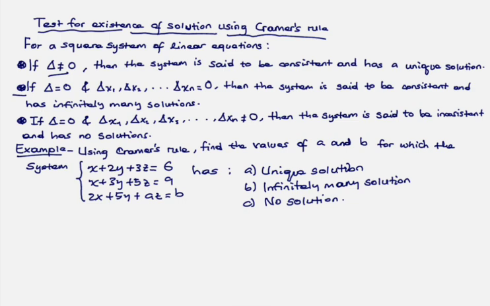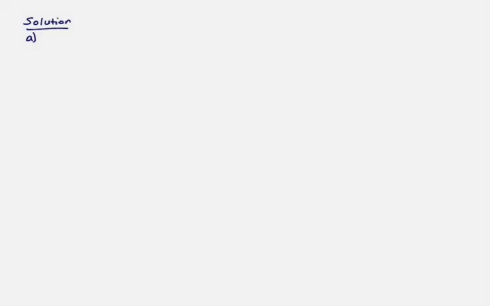Find the values of a and b using Cramer's rule for which the system of linear equations given here has a unique solution, infinitely many solutions and no solution. ስለዚህ ቀጥታ ወደ ሶሉሽኑ ስንሄድ መጀመሪያ ኮኤፊሺየንት ሜትሪክሱን እናወጣለን። We find delta which is the determinant of the coefficient matrix 1 2 3 1 3 5 and 2 5a.